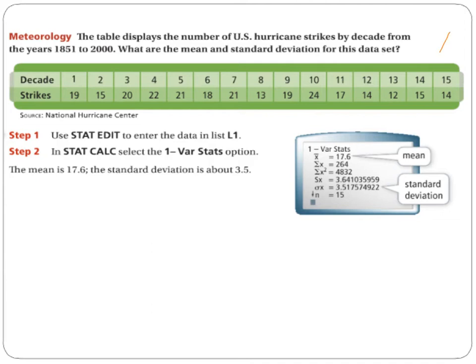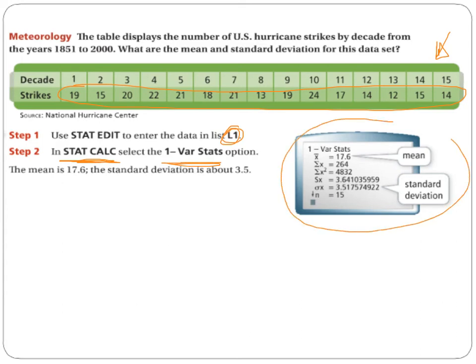So again, here is a table of data points that I'm using. The first thing you want to do is go to your stat, edit, and in L1 you want to enter your data. In this case, it's asking what is the mean and standard deviation for this data set. So I would put in these numbers underneath my strikes. I want to figure out how many strikes I have per decade. So in L1 you would put in each one of those numbers, and then you go to stat, calculate, and you select one-variable stats, option number 1. And this is what should come up for you right here.